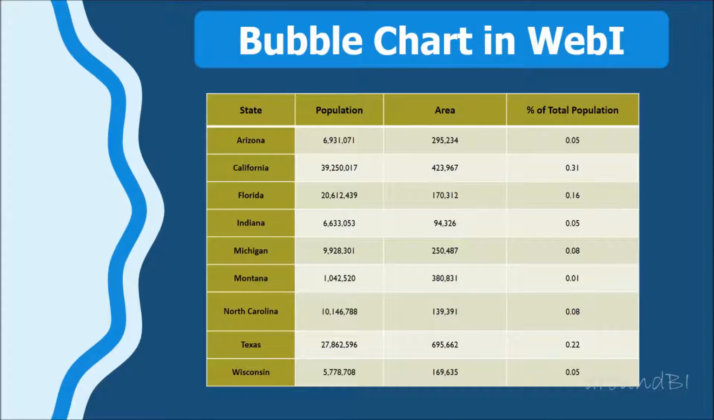Here is our vertical table that is showing population and area details for a few states. The third column, percentage of total population, is the share of population for each state in the total population. We will use this table for the bubble chart demonstration.